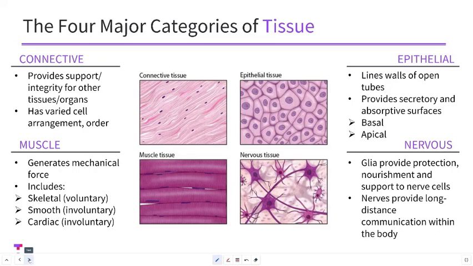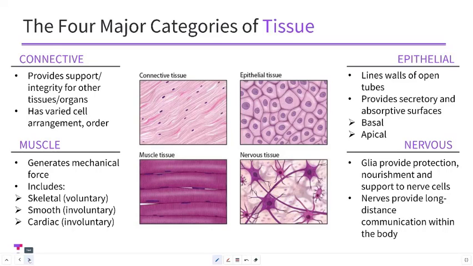Smooth muscle is involuntary, and its main function is to be able to stretch. Think of your bladder. When your bladder fills up with urine, it distends and stretches, causing you to have the urge to urinate. Cardiac muscle is going to be found strictly in the heart, and it is also involuntary.